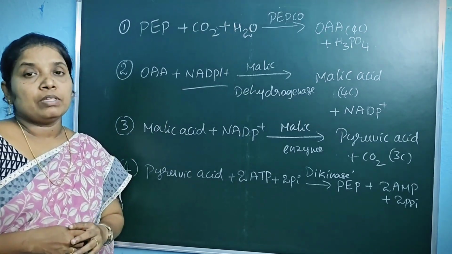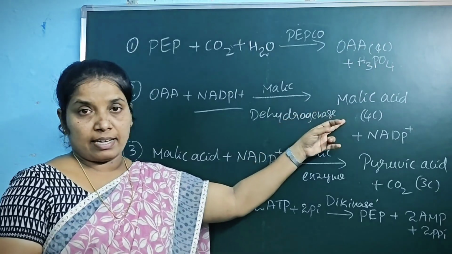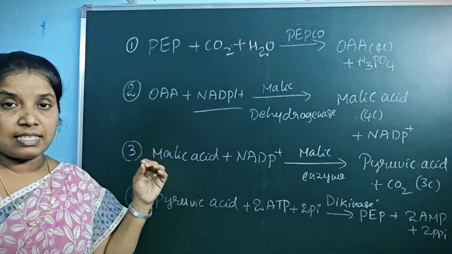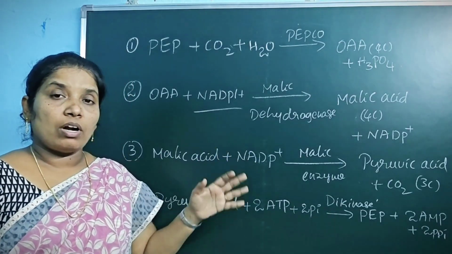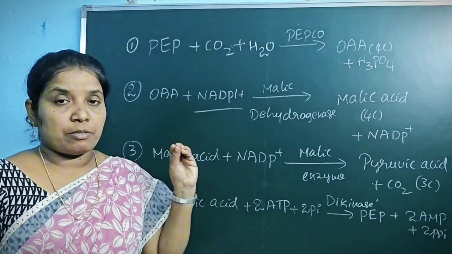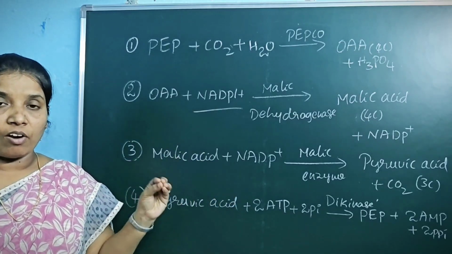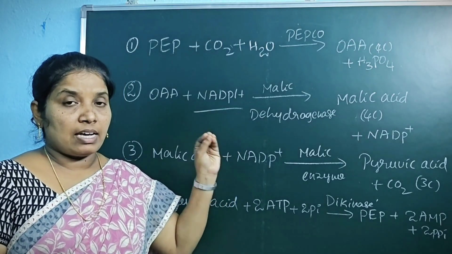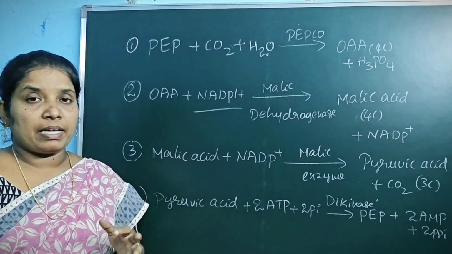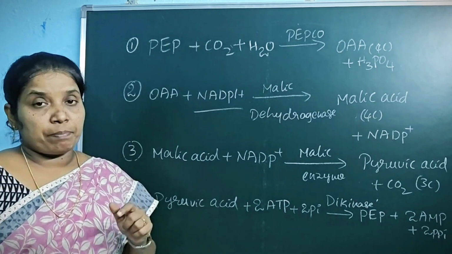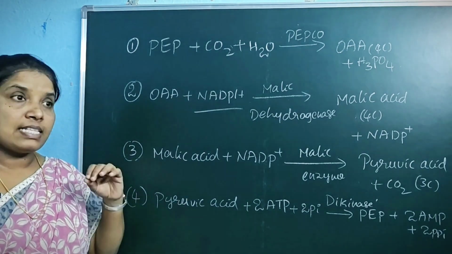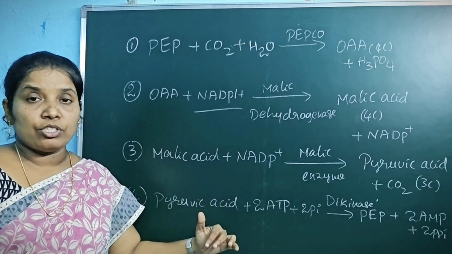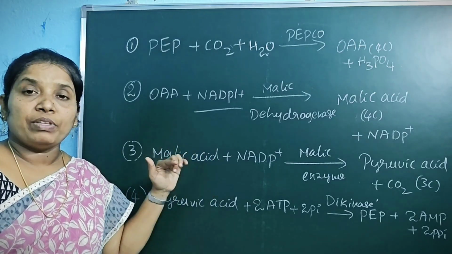Here you have to know one thing. Some species synthesize malic acid, whereas some species synthesize aspartic acid. If malic acid is synthesized in the C4 cycle, those are called malate formers. If aspartic acid is synthesized in the cycle, they are called aspartate formers. For example, sorghum and maize synthesize malic acid, whereas Atriplex synthesizes aspartic acid instead of malic acid. The synthesized malic acid in mesophyll cells gets transported into the bundle sheath cells.